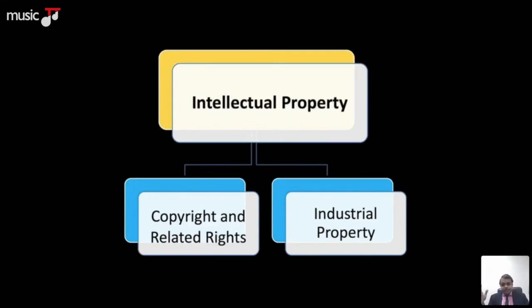Intellectual property is divided into two main branches. We have copyright and related rights, also known as neighboring rights, and we have industrial property. Industrial property is everything else under the sun, like your trademarks, like your industrial designs, like your patents. Copyright by itself is massive, so that deserves a section on its own. Music falls under copyright.